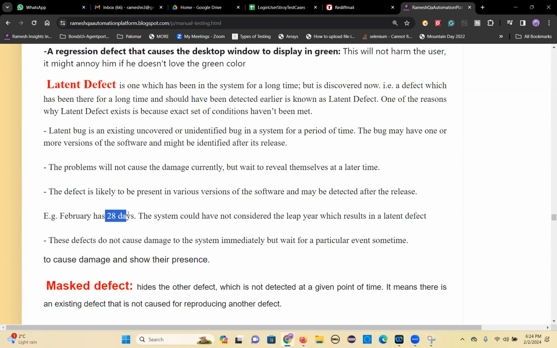For example, 2023 is not a leap year, so you cannot test that. Such kinds of bugs are called latent defects, but you should have a fair idea on that. In a leap year, this many days will be there. You should know that. Normal years are fine, but your system is showing 28 days for all years. That's the main issue. So this is what latent defect means.